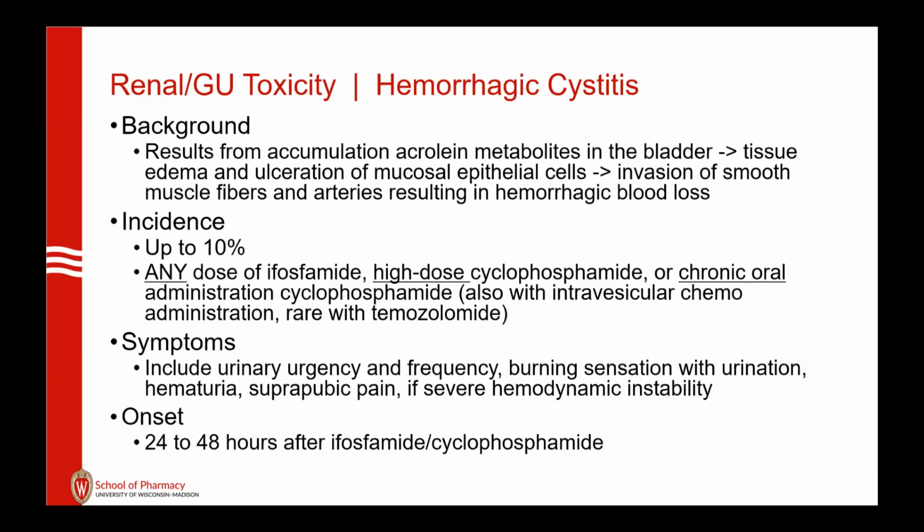So this hemorrhagic cystitis is due to acrolein accumulation in the bladder. And so we try to give chemo earlier in the day for these patients. Doesn't always happen, but you don't want it sitting in the bladder overnight. So tissue edema, ulceration of the mucosa, and then it can invade the smooth muscle fibers. Up to 10% incidence. Any dose of ifosfamide, high dose cyclophosphamide, or chronic oral cyclophosphamide. And then urinary urgency and frequency, burning sensation.